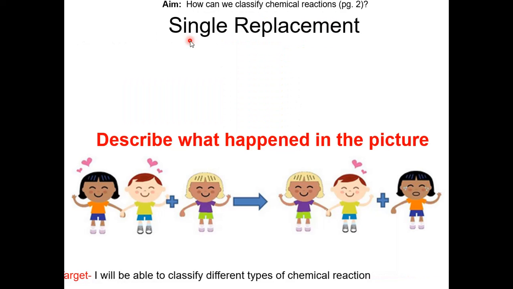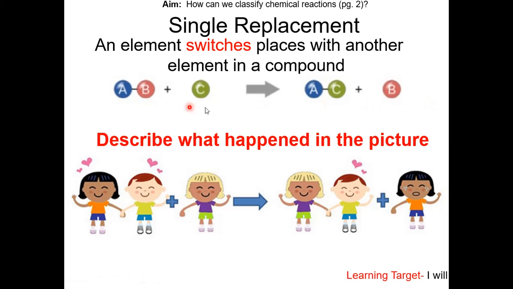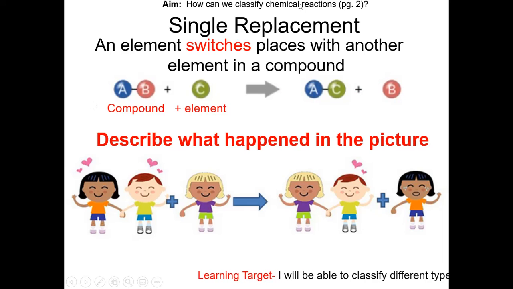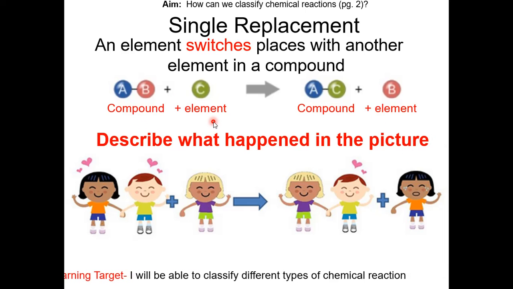The third type of reaction is single replacement. So let's describe what's happening in the picture. In the beginning, you have one couple and one person by themselves, then they switch partners. So single replacement is when an element switches places with another element in a compound. In this example, it is AB plus C gives us AC plus B. AB is a compound, C is an element, AC is a compound, and B is an element. So this is the pattern for single replacement. Compound plus element gives us compound plus element.